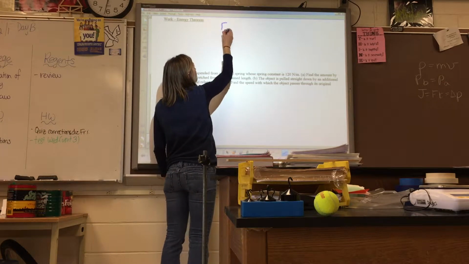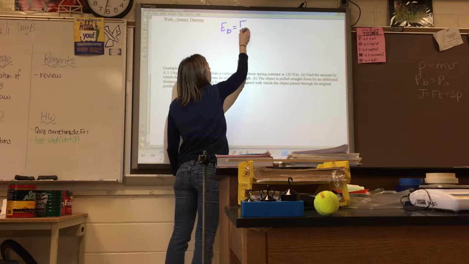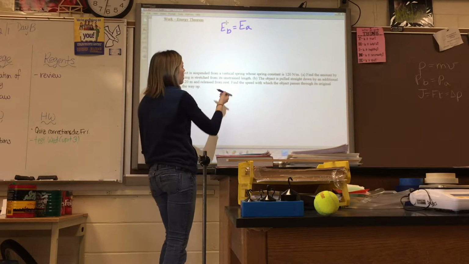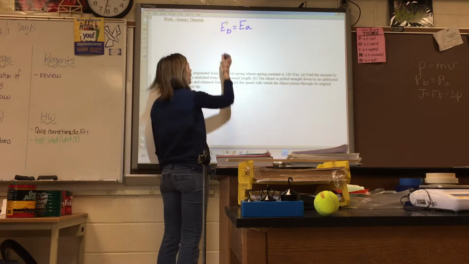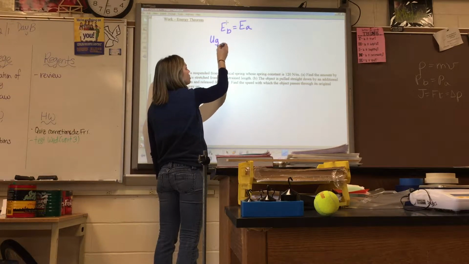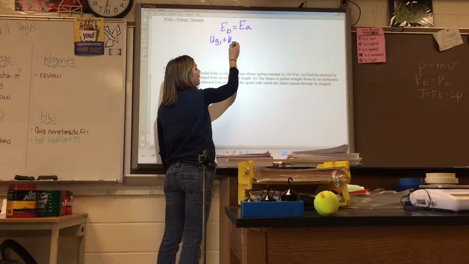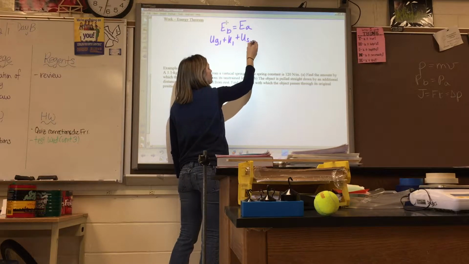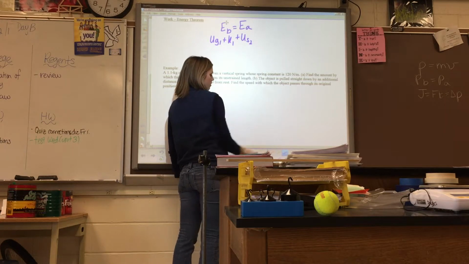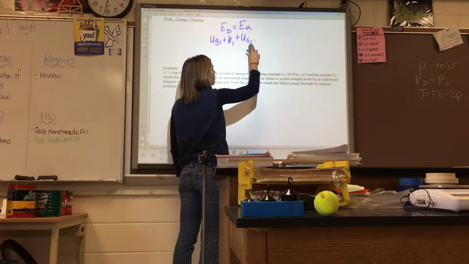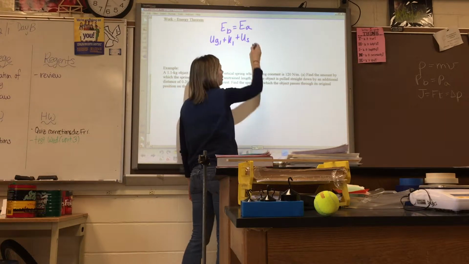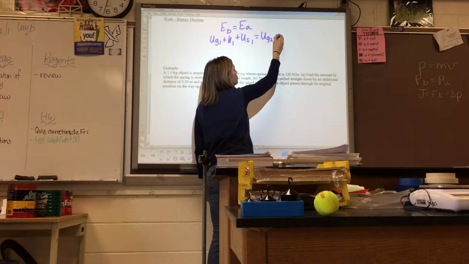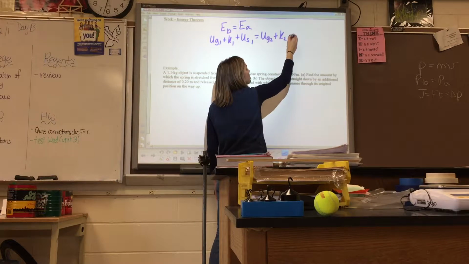So our energy before is still equal to our energy after, but we can also have elastic potential energy along with gravitational and kinetic. So I might have gravitational potential energy, I might have kinetic energy, and I might have elastic potential energy. That would all equal those same types of energy after. So the combination of those energies would all be equal to each other.